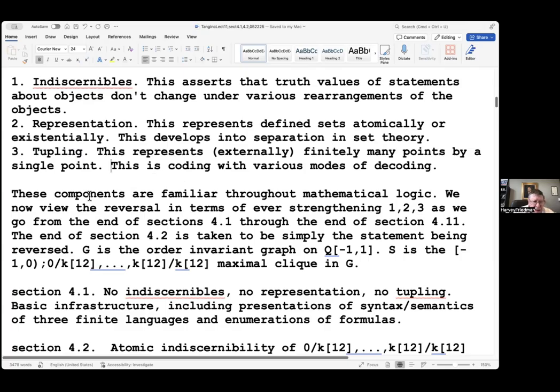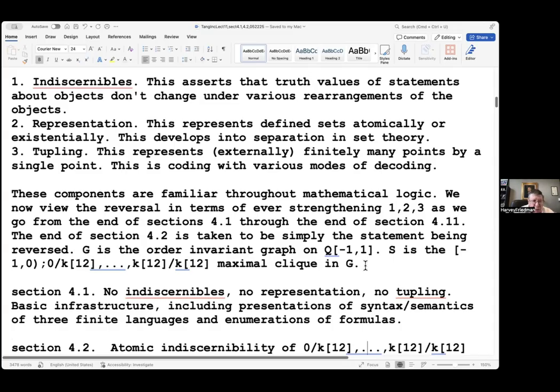So these components are familiar throughout mathematical logic. We now view the reversal in terms of ever strengthening 1, 2, and 3 as we go from the end of section 4.1 through the end of section 4.11. The end of section 4.2 is taken to be simply the statement being reversed. G is the order invariant graph we work with, and S is the maximal clique. So at the end of section 4.2, we have G and S. That's preliminary to starting the reversal in 4.3.